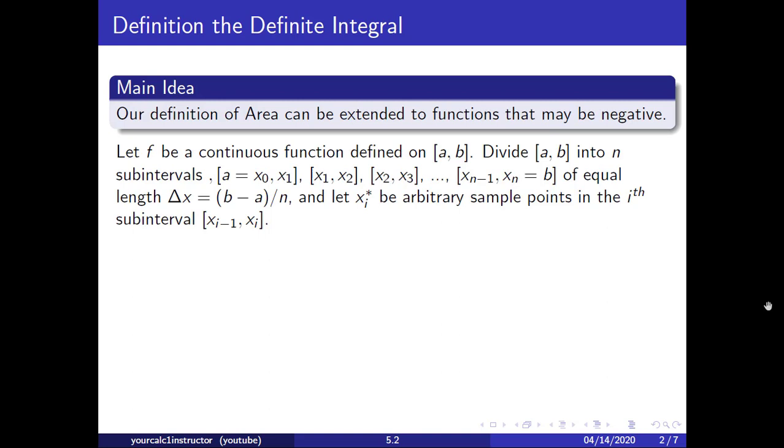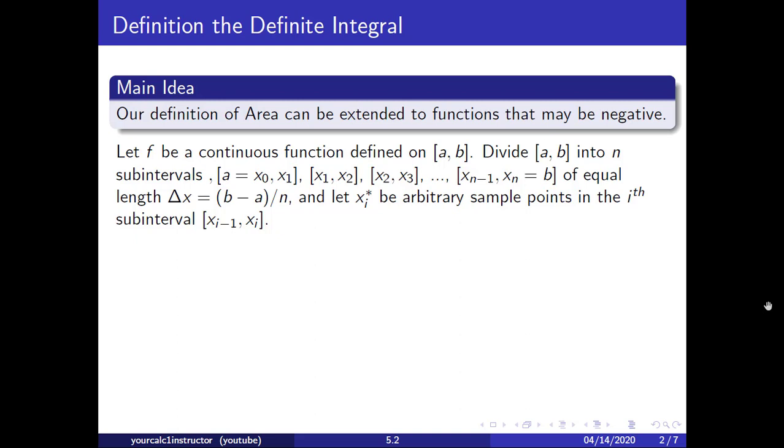So we let f be a continuous function that is defined on the closed interval from a to b, and we divide a to b into n subintervals, x0 to x1, x1 to x2, x2 to x3, all the way up to the nth subinterval from x sub n minus 1 to x sub n, where here x0 is just a, the leftmost endpoint, and b is x sub n, the rightmost endpoint. All of these subintervals have equal length, delta x, which remember is b minus a over n.